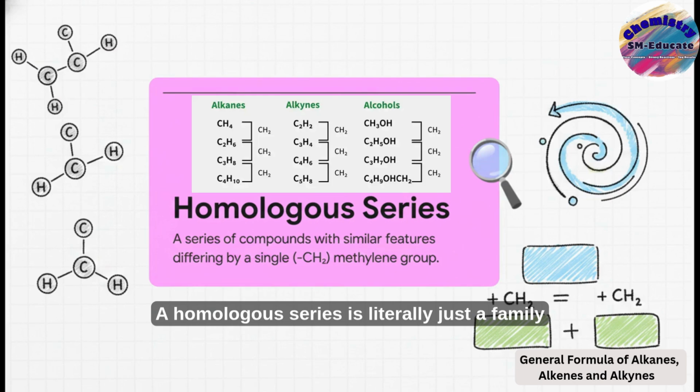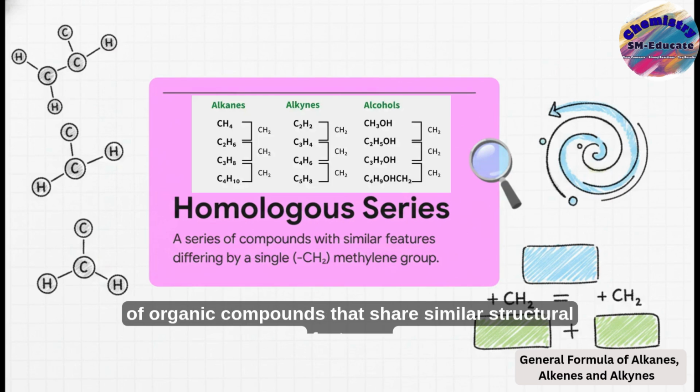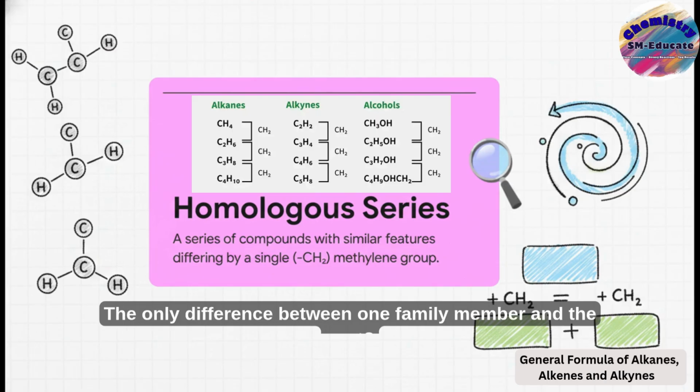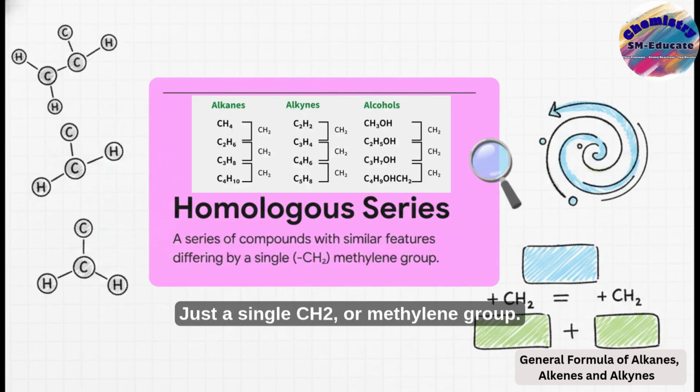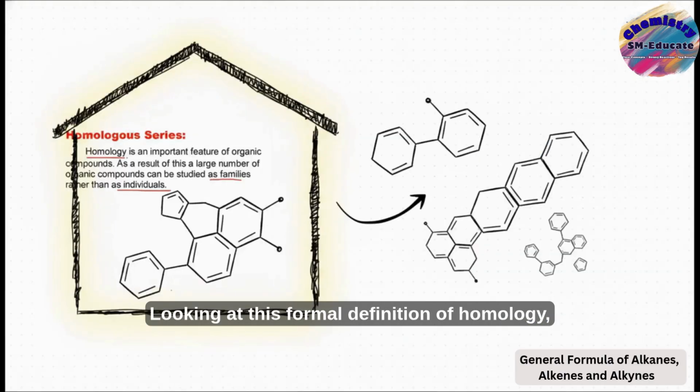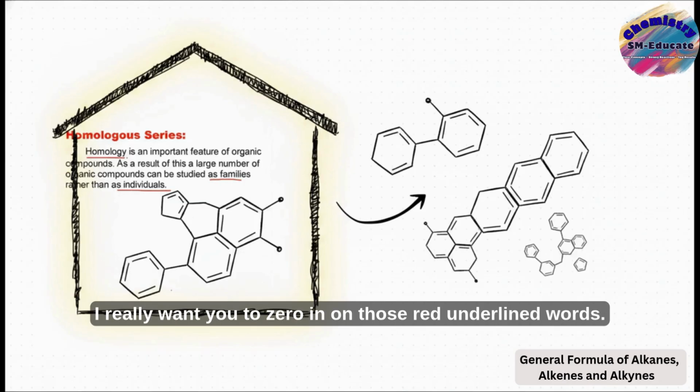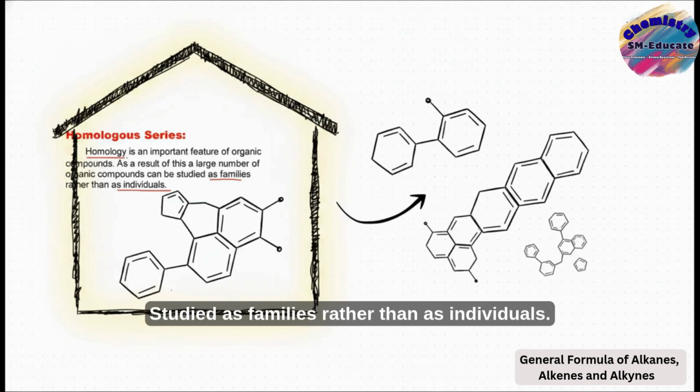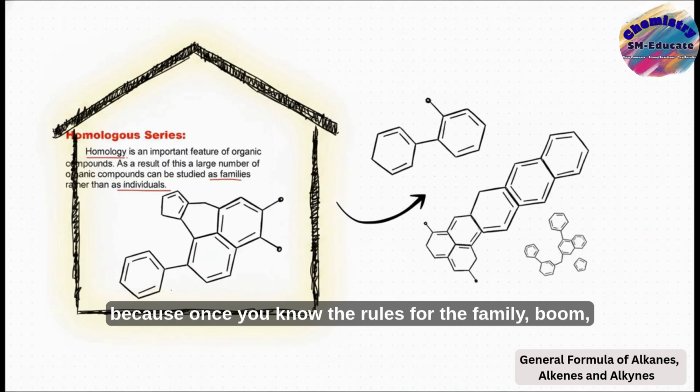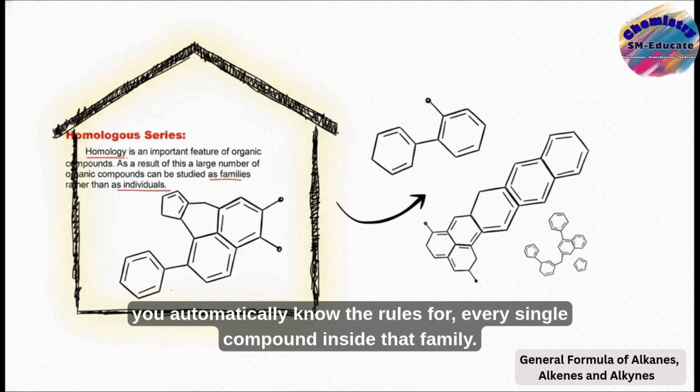A homologous series is literally just a family of organic compounds that share similar structural features. The only difference between one family member and the next, just a single CH2 or methylene group. Looking at this formal definition of homology, I really want you to zero in on those red underlined words, studied as families rather than as individuals. This is a massive relief for any student, because once you know the rules for the family, boom, you automatically know the rules for every single compound inside that family.